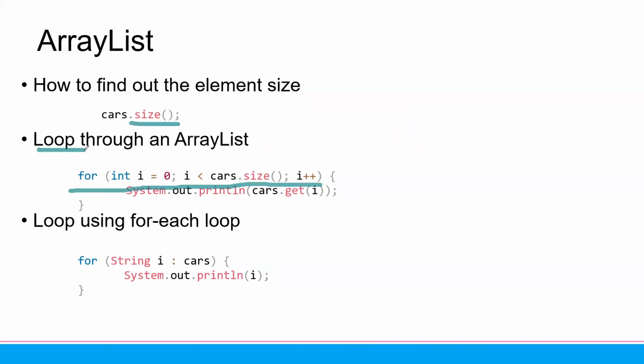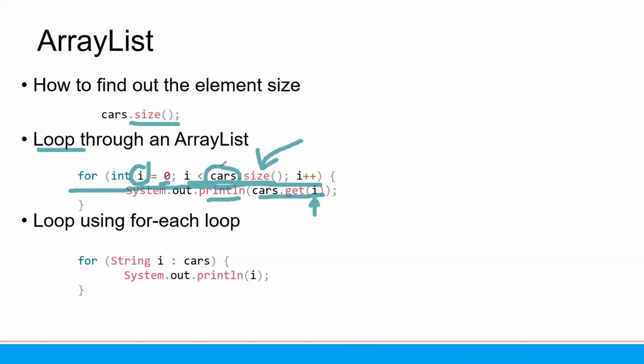It means I want to check for every car from index 0 until the cars size, and I'm going to print cars dot get I. So if index I equals 0, then I will print index 0. If I is 1, then it will print index 1. If I is 2, then it will print index 2, until the size of the variable cars.